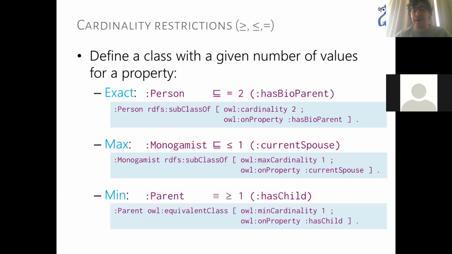So here, let me return. The type of the value doesn't matter. We say it has precisely 2 biological parents, but we don't specify the type of those parents, or the type of the spouse, or the type of the child. We just say essentially any value will do.